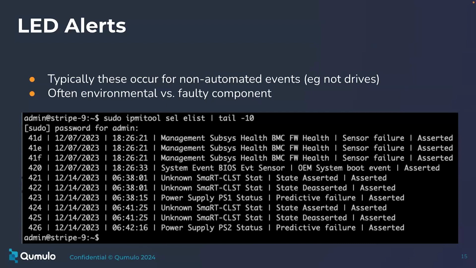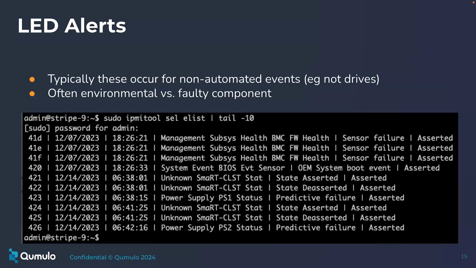Now, there's two different types of events out here. You should see assertions and deassertions. If you look at line 425, for example, unknown smart CLST stat state deasserted, asserted. I don't know what a smart CLST stat is, but it doesn't look good. Likewise, if I look at the events surrounding that, I have a power supply 1 predictive failure, power supply 2 predictive failure. I got a couple more entries of this CLST smart thing. Something's obviously not happy here.